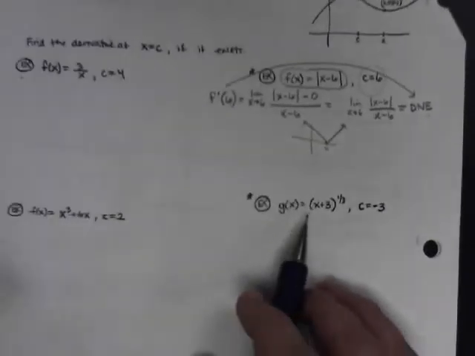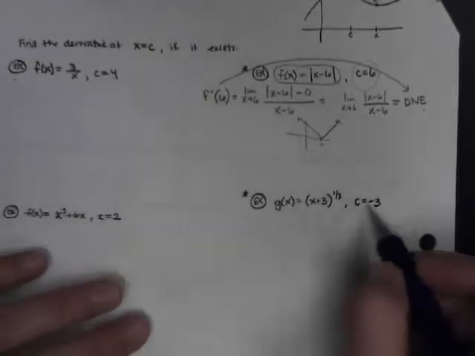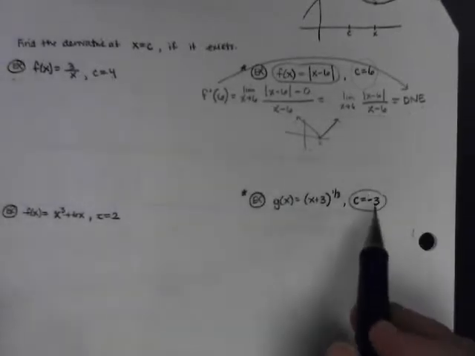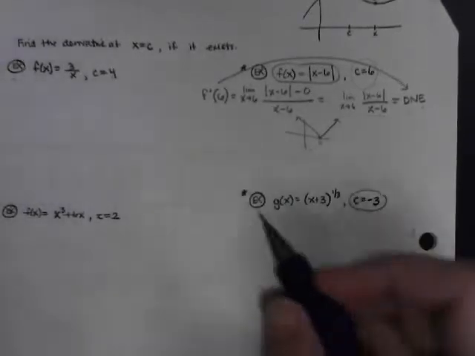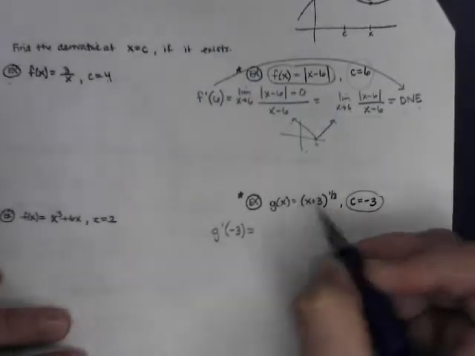Okay? Similarly, this one, which is x plus 3 to the 1/3 power. The f of x plus h method here would be very ugly. We could do it, but it would be ugly. And since we already know that this is the location at which we want to find the slope, we can just jump right into it and find g prime of negative 3.